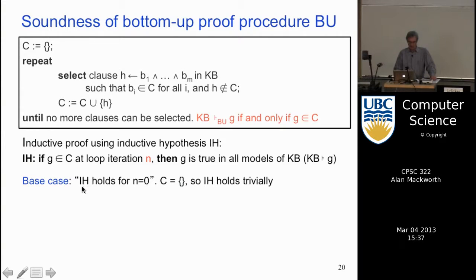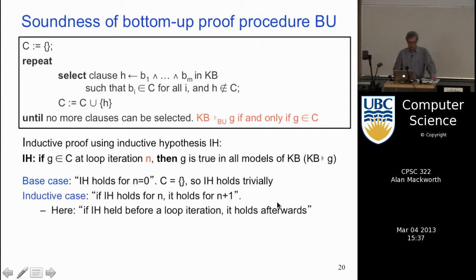This is the base case. The inductive hypothesis holds for N equals 0. For N equals 0, I haven't done any loop iteration, so C is empty, so it holds because there's no G in C, so it's true in all models, trivially true. Here's the inductive case. If this hypothesis holds for N, then it holds for N plus 1. That's what we want to prove. If we can prove this, and we proved it for N equals 0, then it's true for N equals 1, 2, 3, 4, and so on, as long as it goes. And we know this loop will halt, so it's true for any finite N. So it's true when it finishes.